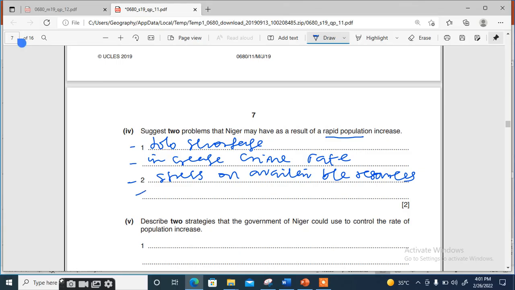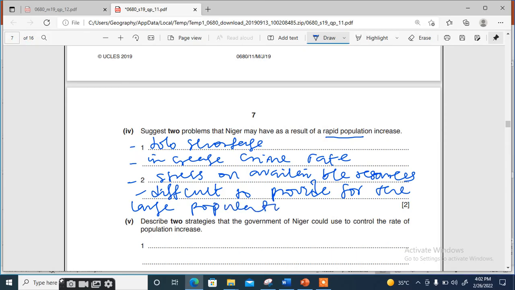There can also be, if there's stress on available resources, it will be difficult to provide for the large population. It can also lead to development of slums. Slums can lead to poverty.